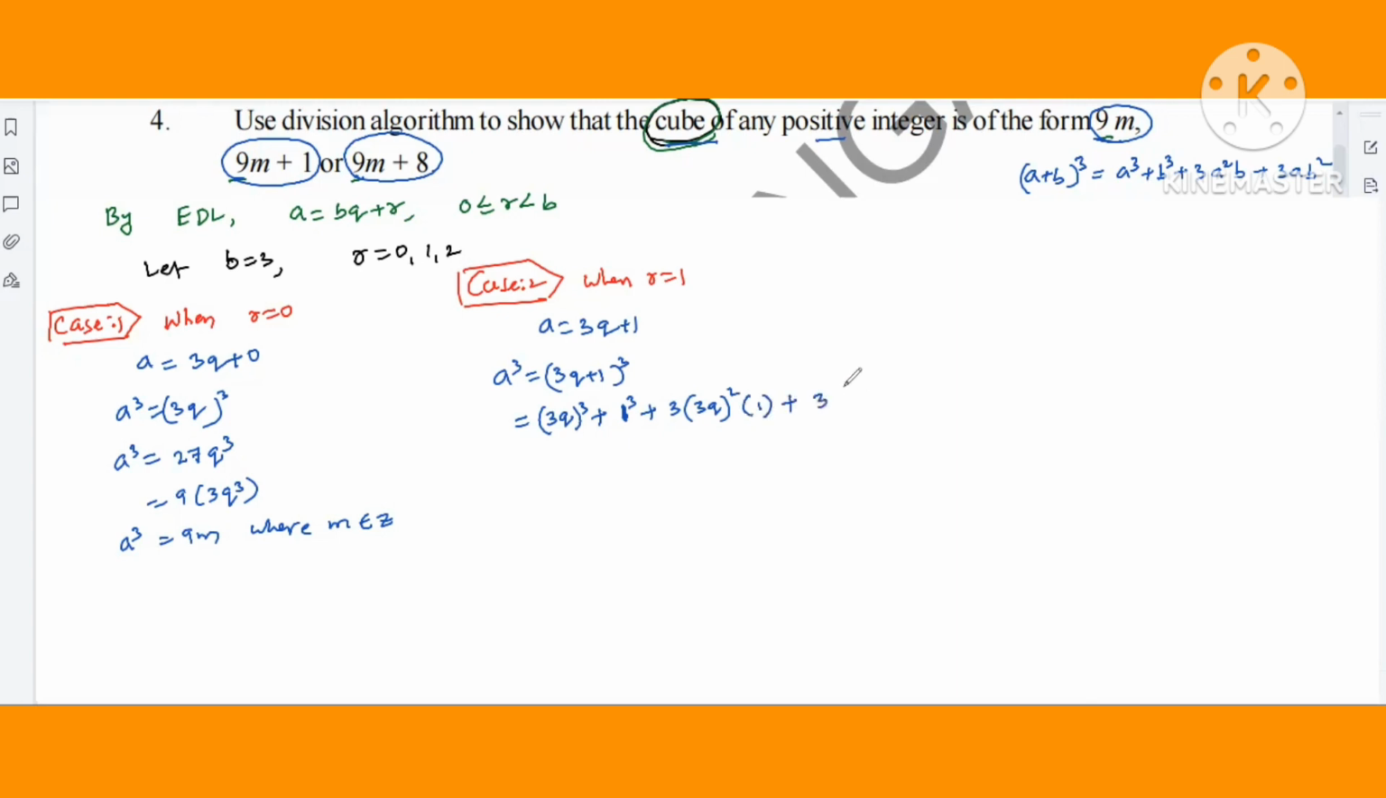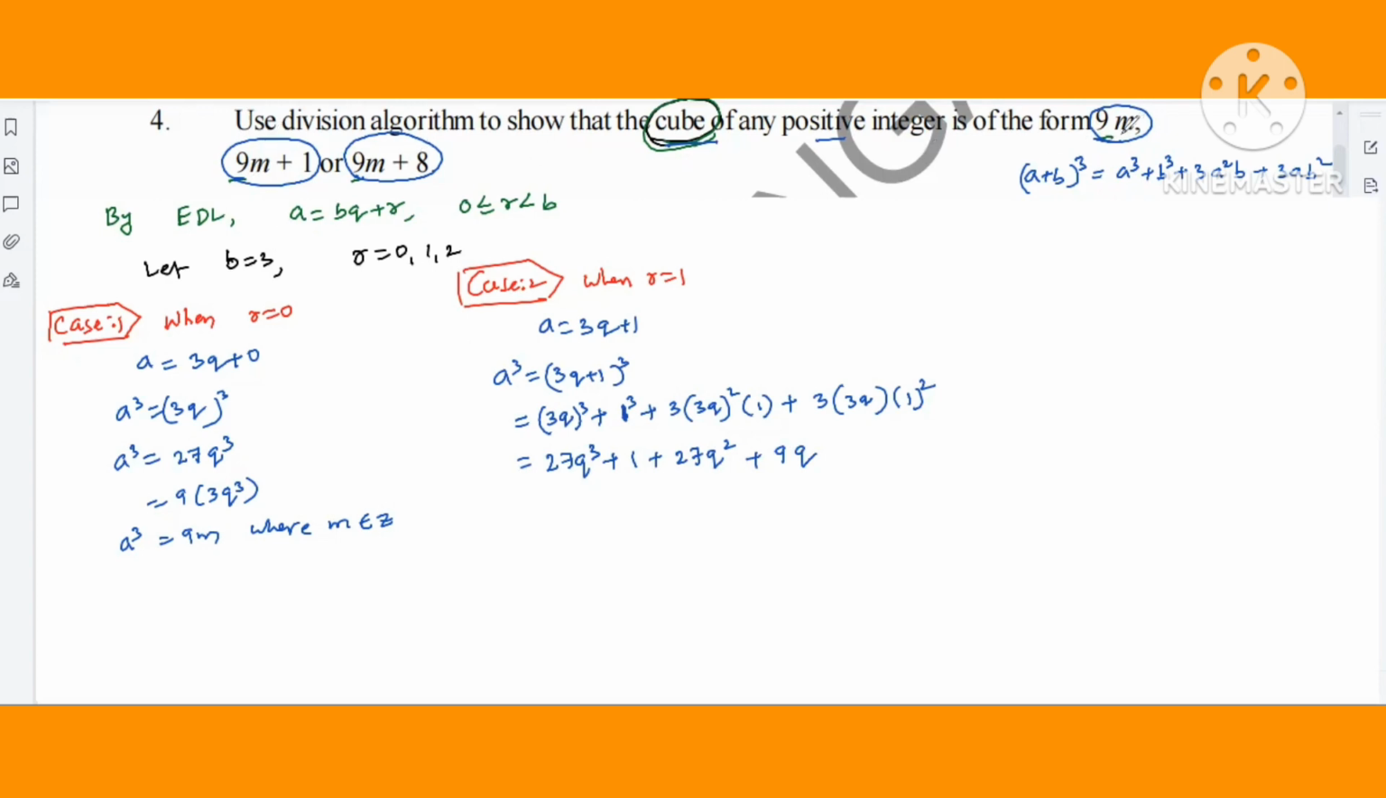Next, 3ab square. A is 3q, b square means 1 square. So 3q cube, that is 27q cube, plus 1. And here we get 3 square is 9, 9 times 3 is 27, 27q square. 1 square is 1. 3q into 1, 3q. 3q into 3, 9q. Now which form do you get?